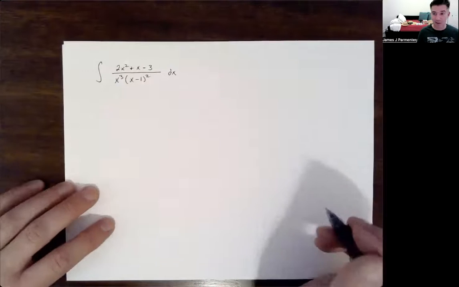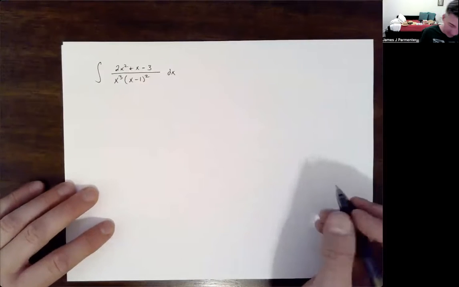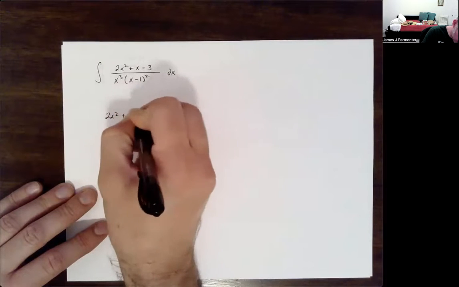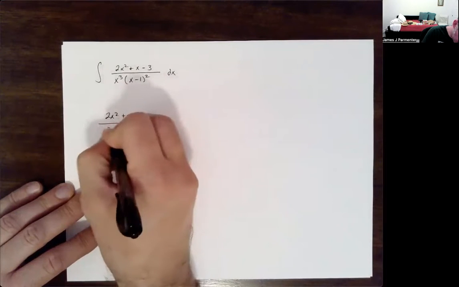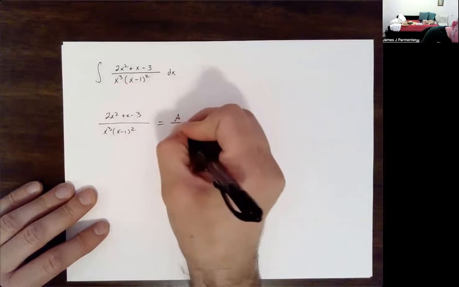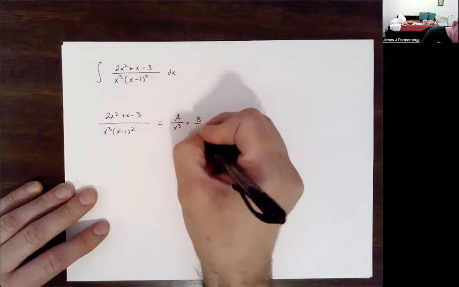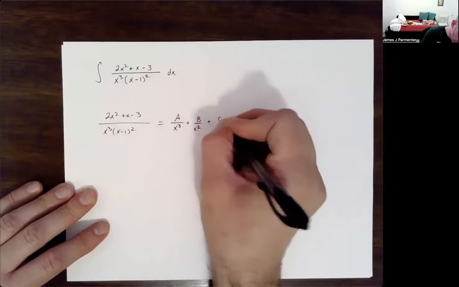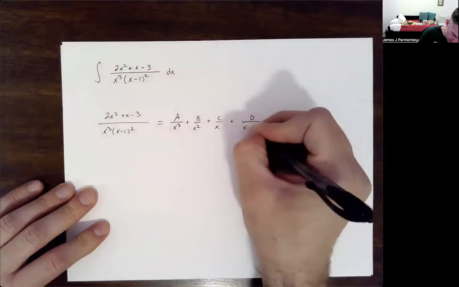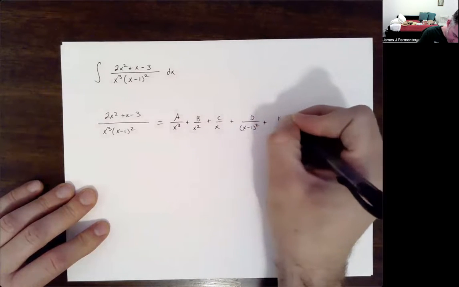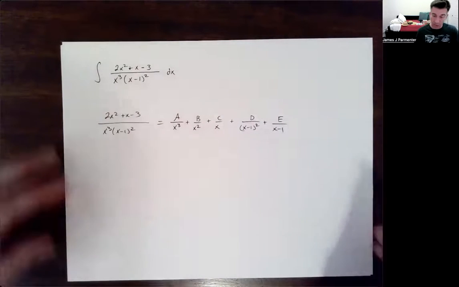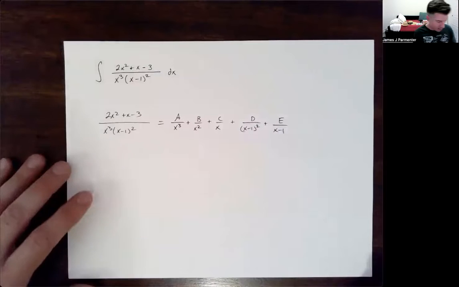So this one's going to have a partial fraction decomposition with 5 pieces. We're going to write that 2x squared plus x minus 3 over x cubed times x minus 1 squared is equal to a over x cubed plus every lower power of x, so b over x squared, c over x, down to the x to the first. We're also going to have a d over x minus 1 squared plus e over x minus 1. Yes, this is terrible and probably not a reasonable question for you to be asked.